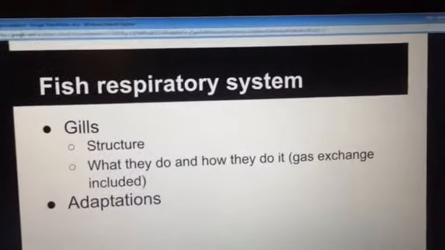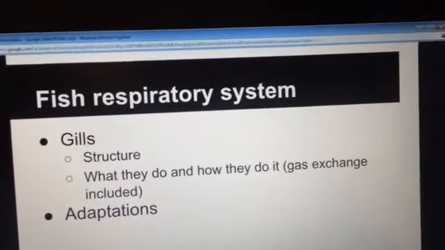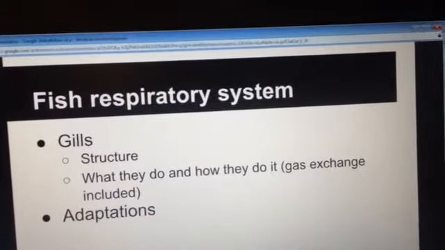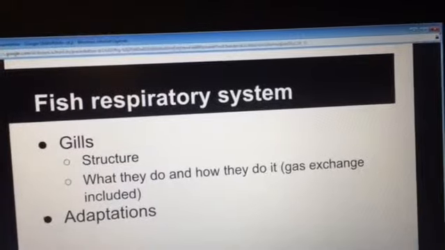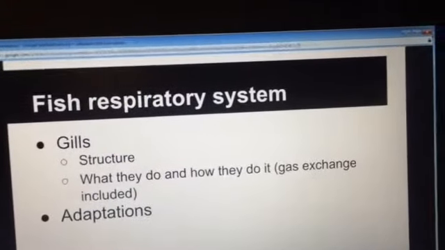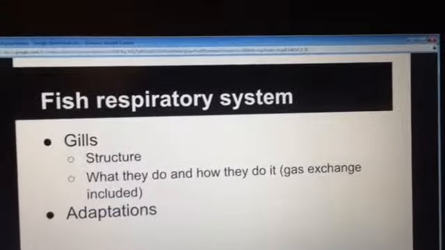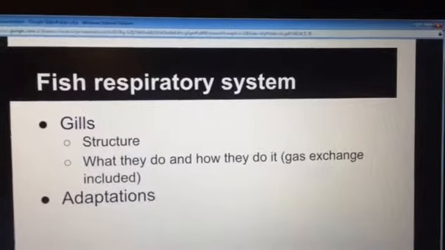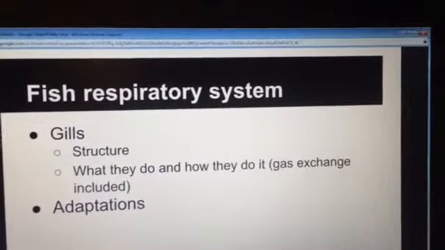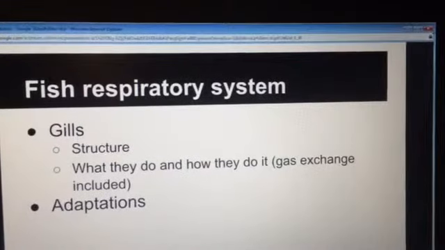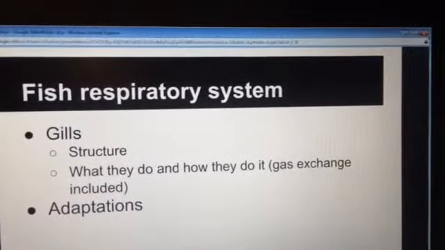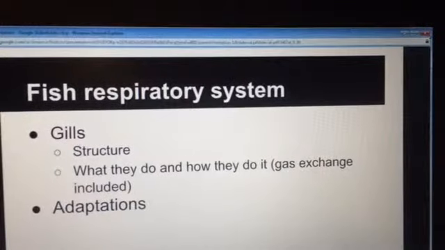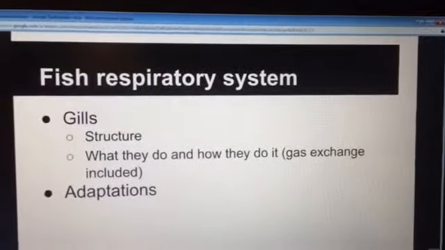These increase the surface area, and because they are thin, ensure that the diffusion distance between the blood and the lamellae and the water is small. This large surface area means that they can get a more rapid rate of diffusion, exchanging of gases. The blood flows through the lamellae in the opposite direction to the water. This is a countercurrent system. It ensures the maximum exchange possible occurs.